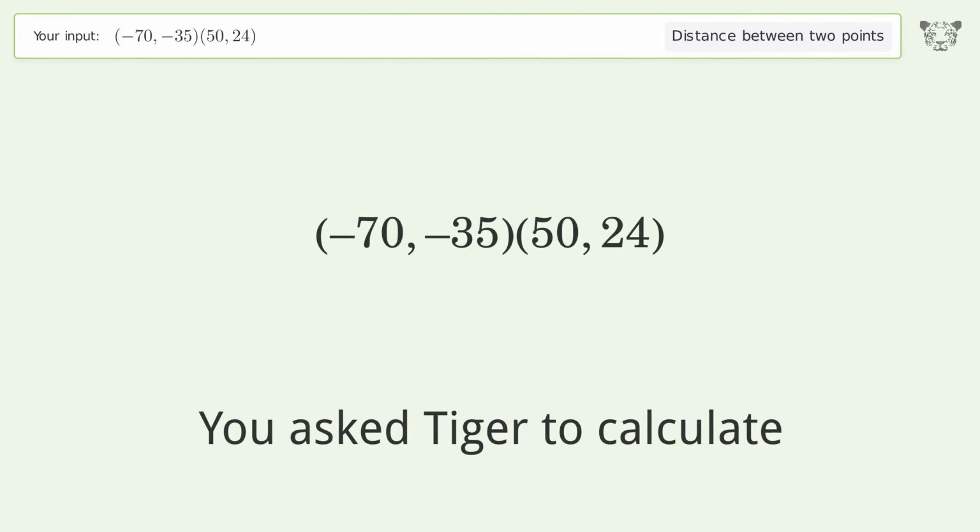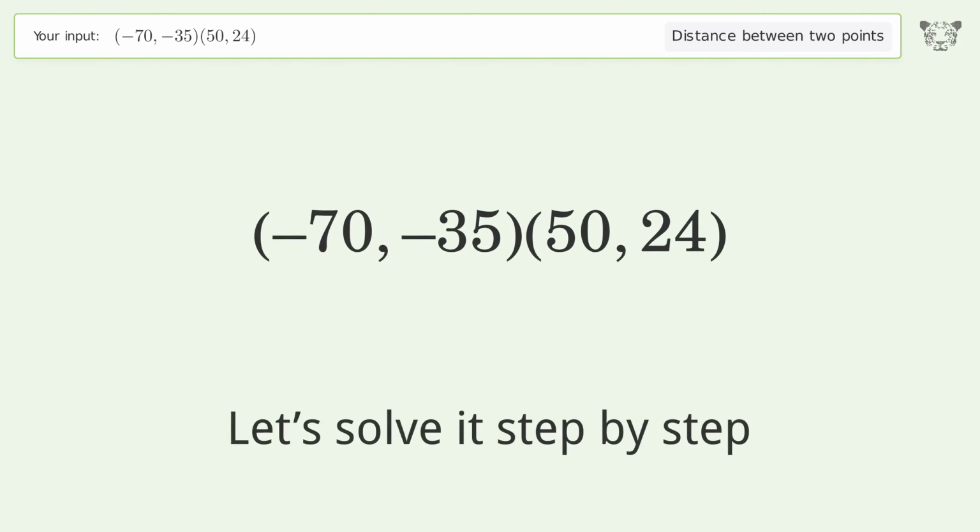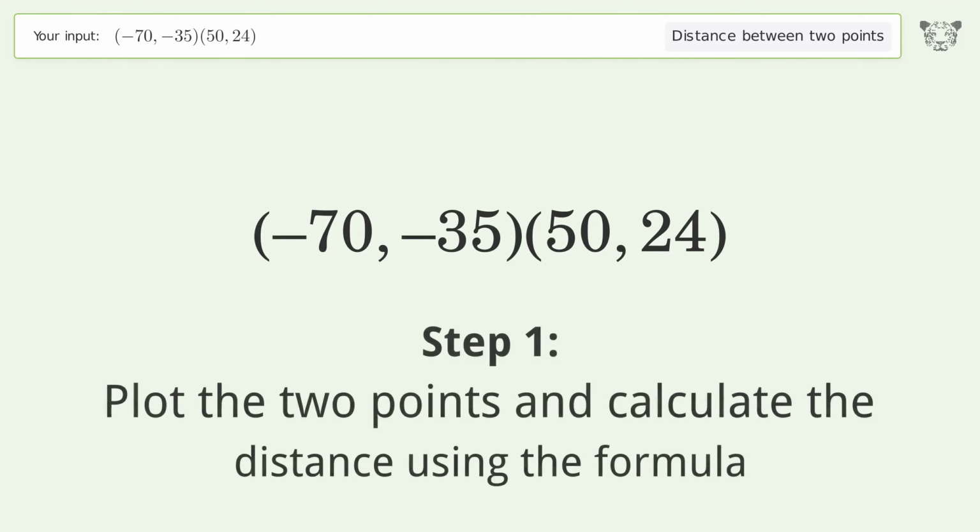You ask Tiger to calculate. This deals with the distance between 2 points. The distance between the 2 points is the square root of 17,881, or 133.72. Let's solve it step by step. Plot the 2 points and calculate the distance using the formula.